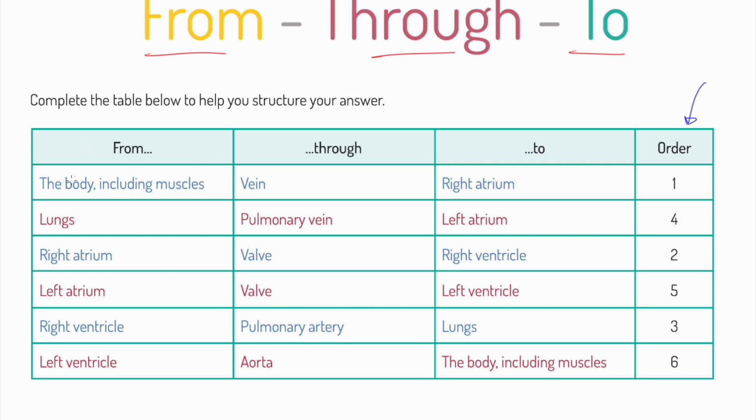So, for example, at the very start of our journey, I just did above, the blood came from the body, including the muscles. It went through a vein. That vein was actually the vena cava. Let's be specific. I shouldn't have done that in red. It's the vena cava, and it goes to the right atrium. That's the first part of the journey. Now, the second part of the journey is from the right atrium through a valve to the right ventricle. That's the second part of our journey.